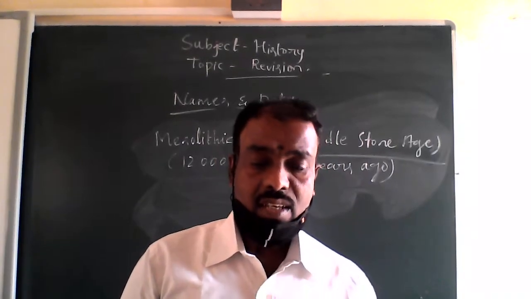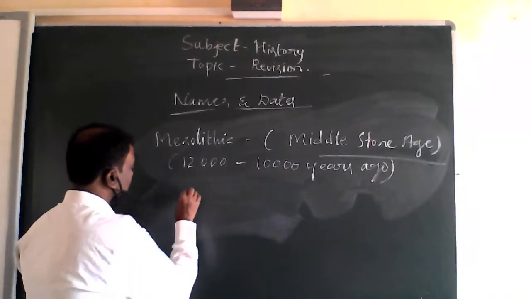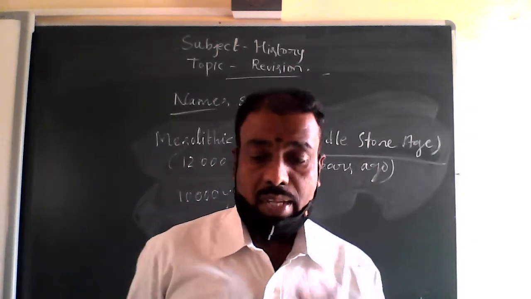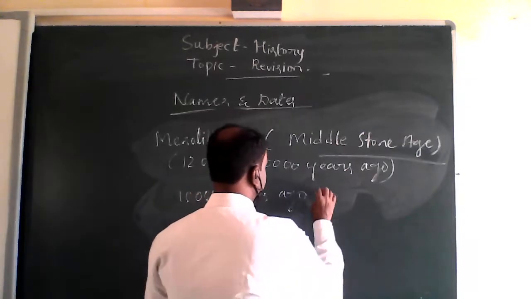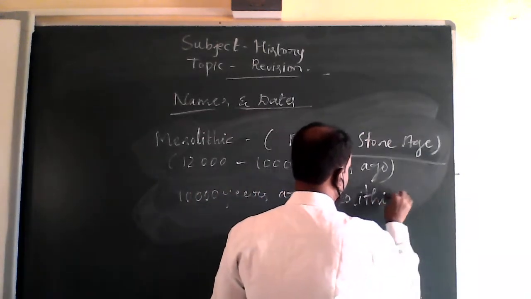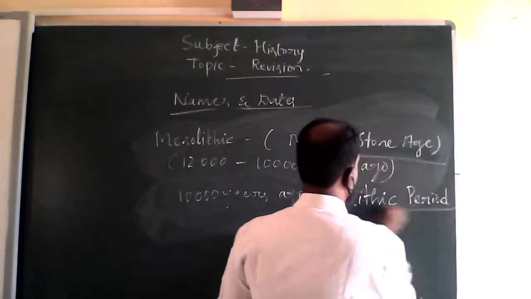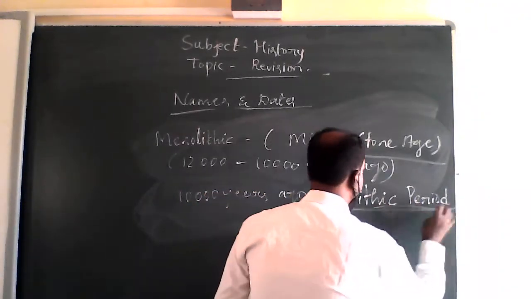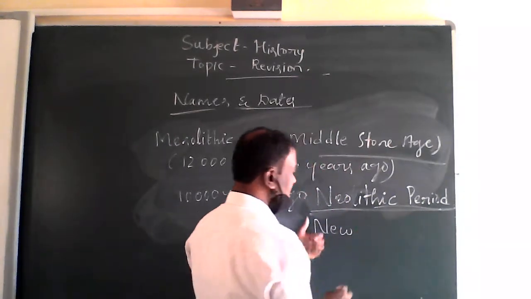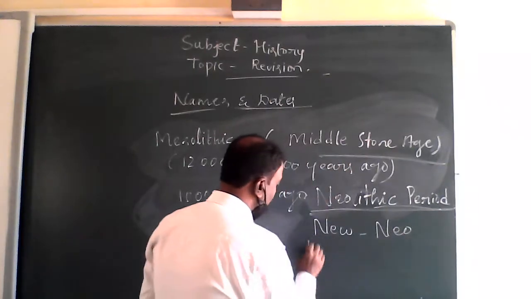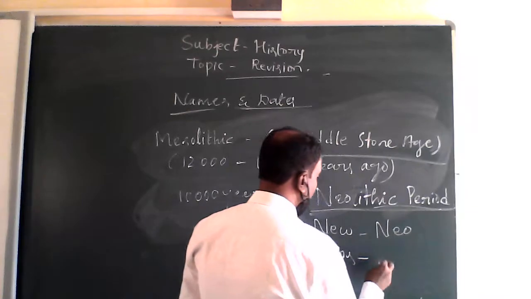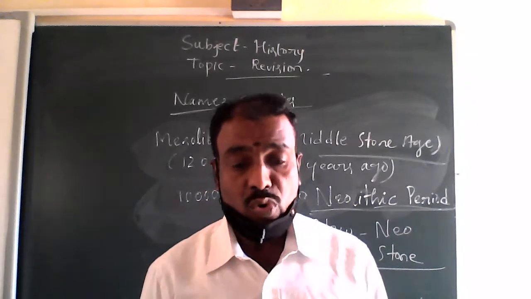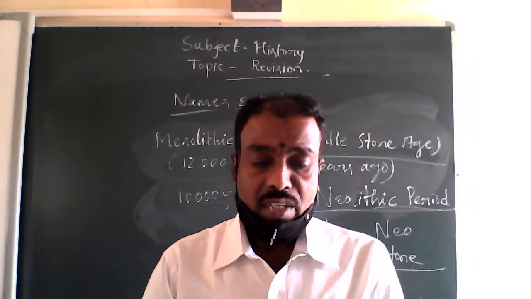The next stage, after about 10,000 years ago, is known as the Neolithic period. The Neolithic also derives from Greek words. Neo means new and lithos means stone. So Neolithic means New Stone Age. Got it now?